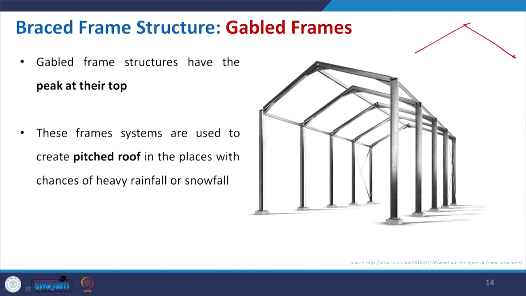Now, the gable frame in the brace frame structure. In this case, you have a ridge, so this particular frame has a little more height. A gable frame structure has a peak at its top. Here you can see how it is connected, and at the same time, to protect it from the lateral force, you can easily identify that these are braced with members.